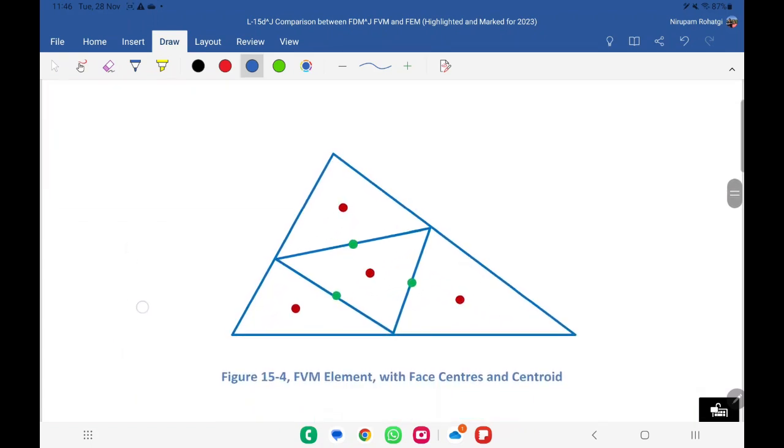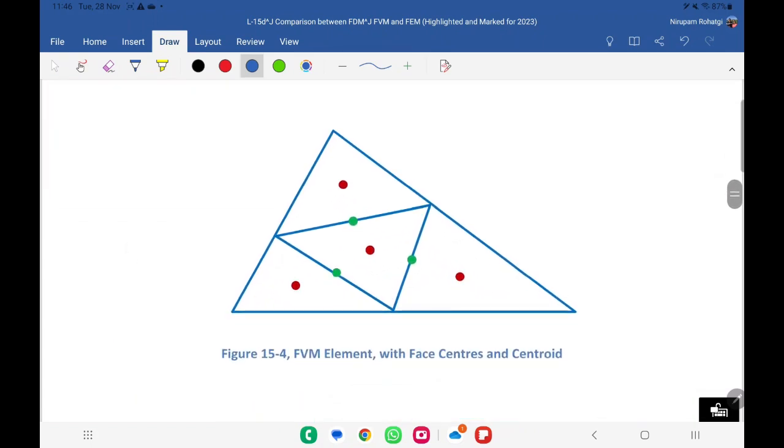This is the diagram we have. Now, when we talk about FVM, these are the centroids, and these green dots are the face centers. So you know values at the centroids only, and at the face centers you find the value by interpolation.